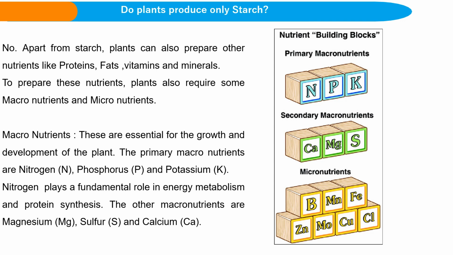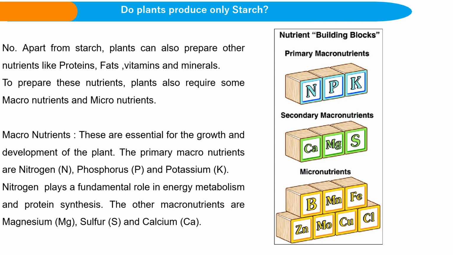Do plants produce only the starch? No. Apart from starch, plants also prepare the other nutrients like proteins, fats, vitamins and minerals. To prepare these nutrients, plants also require some macronutrients and micronutrients. Generally, we know about the nutrients like carbohydrates, proteins, fats, vitamins and minerals in plants. And to prepare them, they require some macronutrients and micronutrients.